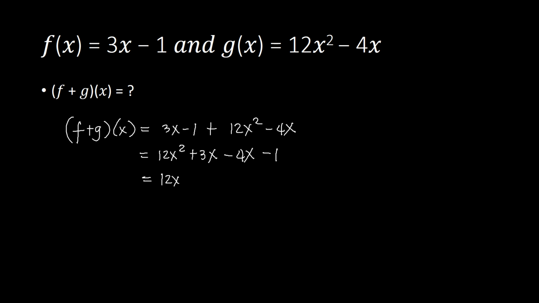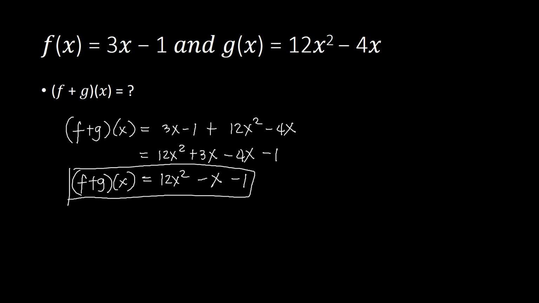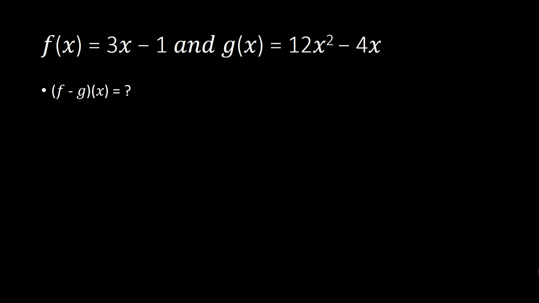So 12x squared, 3x minus 4x, that will be 3 minus 4, that's a negative 1, or simply negative x. And then we copy minus 1. So that will be now our f plus g of x. We go to the next one.